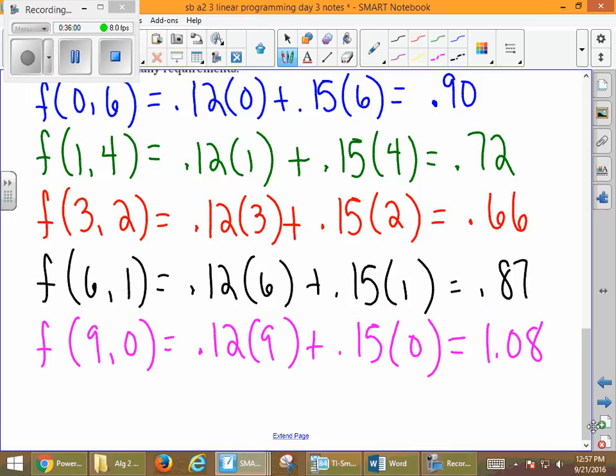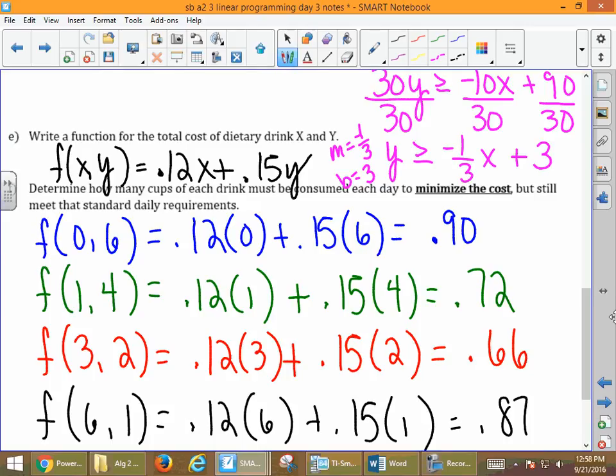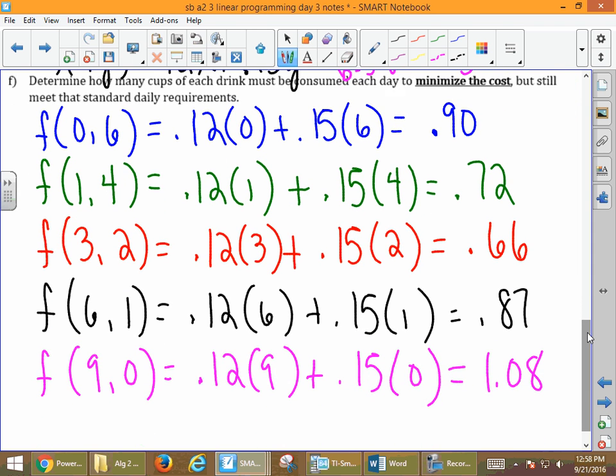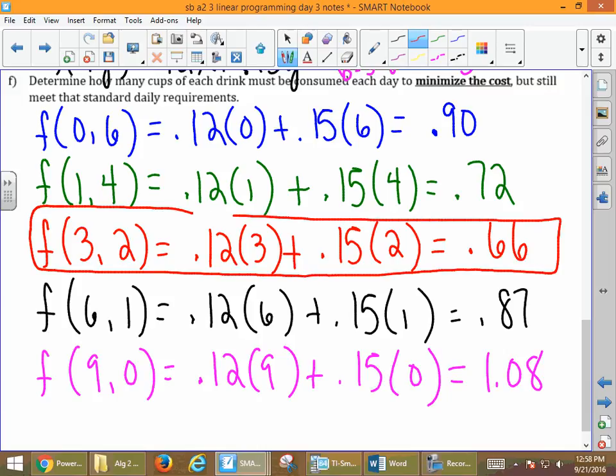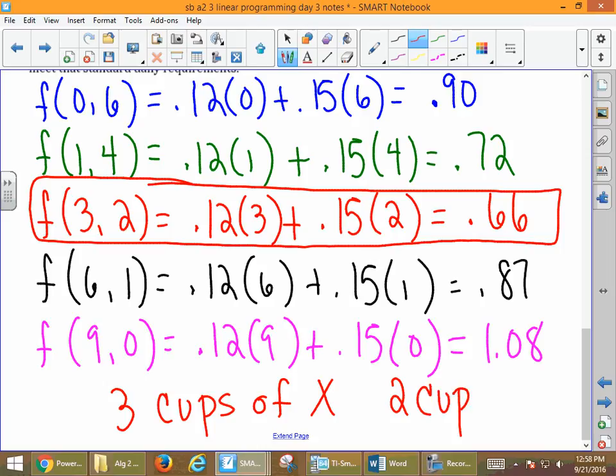But be careful here when you answer the question. Let's look at what the question is really saying: determine how many cups of each drink must be consumed to minimize the cost, but still meet the standard daily requirements. Well, in our answers over here, we have 0.9, 0.72, 0.66, 0.87, 1.08. What we need, because we're minimizing the cost, is the smallest value, which is the value here in red. And what that means, how many cups of each drink must be consumed each day? Well, that means we're going to have to drink 3 cups of drink X and 2 cups of drink Y.